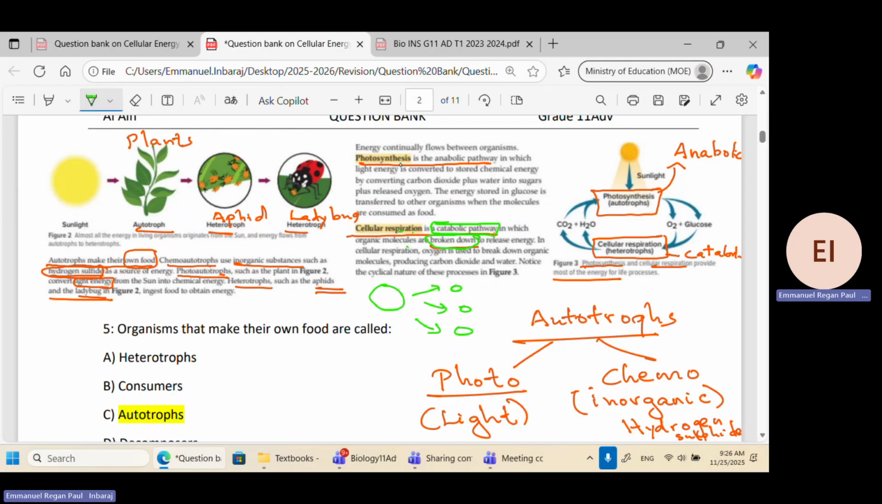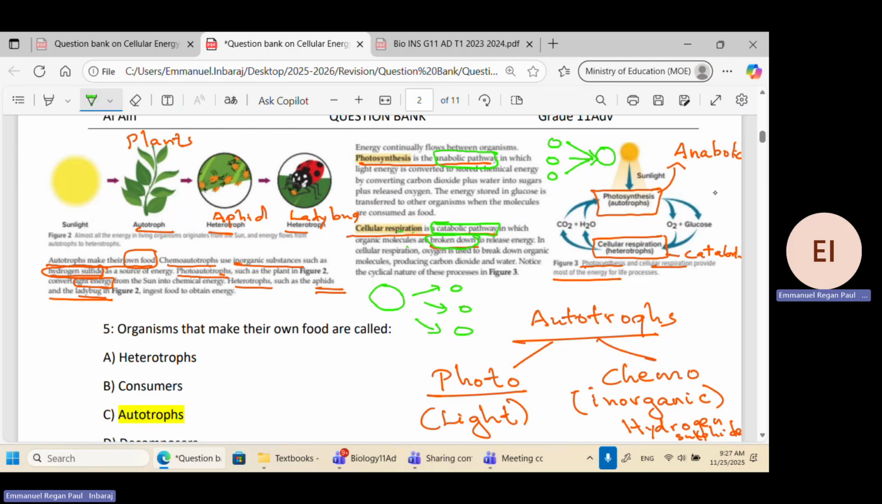But photosynthesis is an anabolic reaction or anabolic pathway. What happens here? Smaller substances join together to form a larger molecule. So this is called anabolic pathway, and that is photosynthesis. Catabolic means broken down. Anabolic means building up or making.